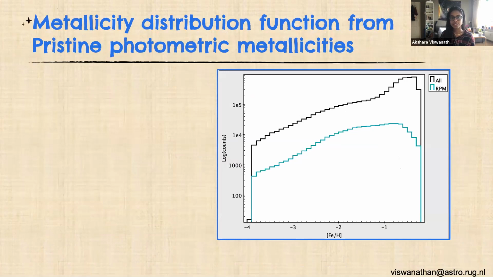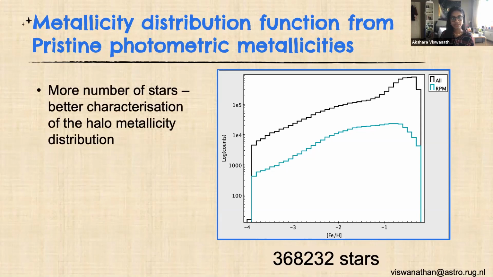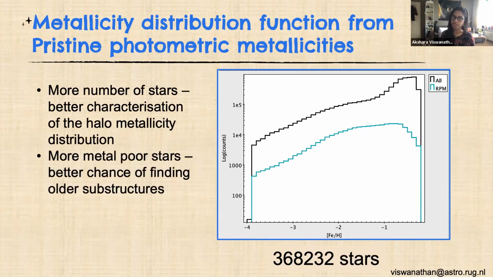Now, this is the metallicity distribution from the Pristine photometric metallicities within the reliable color cut range, where the distances are more reliable. We have approximately 400,000 stars here. More stars means a better characterization of the halo metallicity distribution, and more metal poor stars means a better chance of finding older substructures. We have a metallicity peak at around -1.6, which is consistent with the literature results.